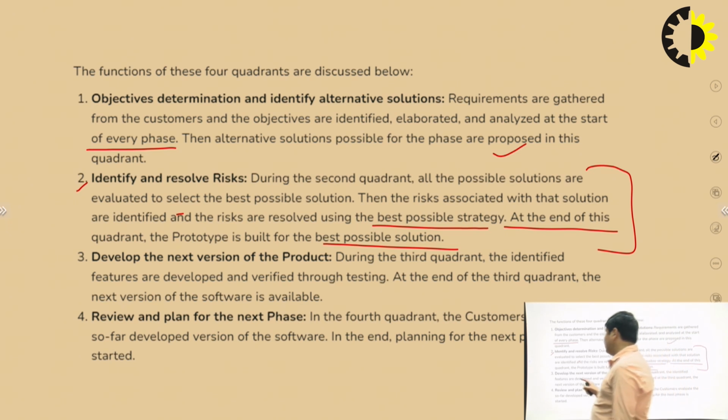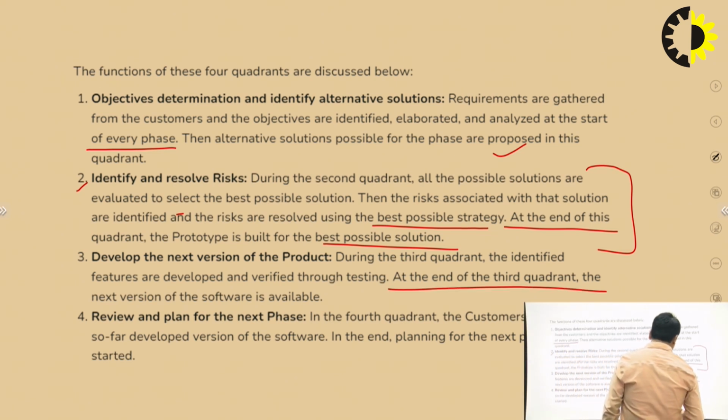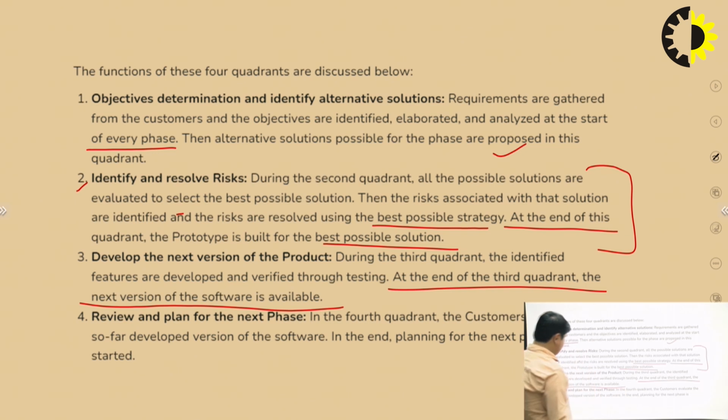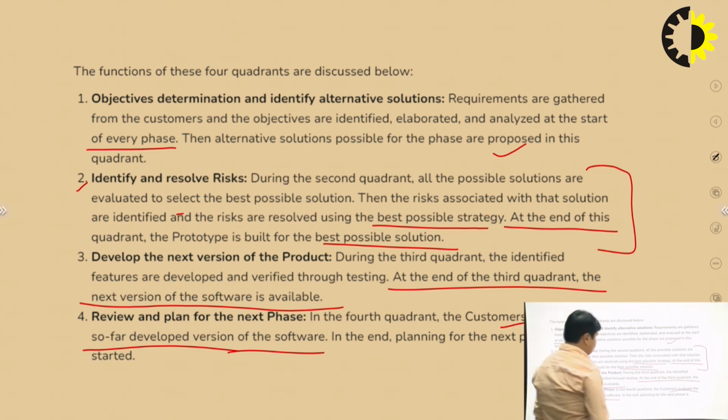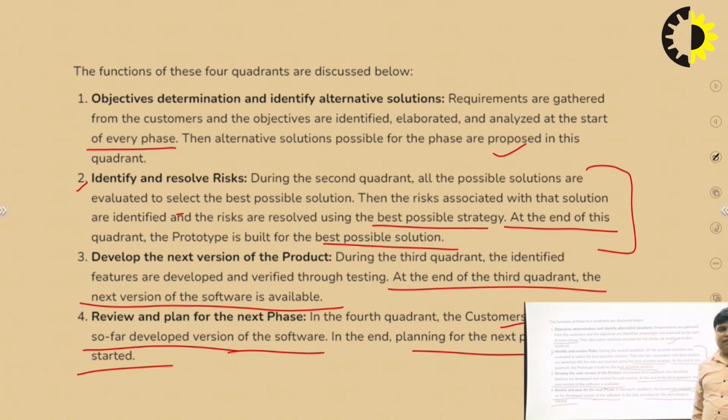Then the next one is develop the next version of the product. During the third meeting, the identified features are developed and verified through testing. At the end of the third quadrant, the next version of the software is available. And finally, fourth is review and plan for the next phase. In the fourth phase, the customer evaluates the version of the software developed so far. In the end, planning for the next phase is started. So these are the phases we use during the spiral model.